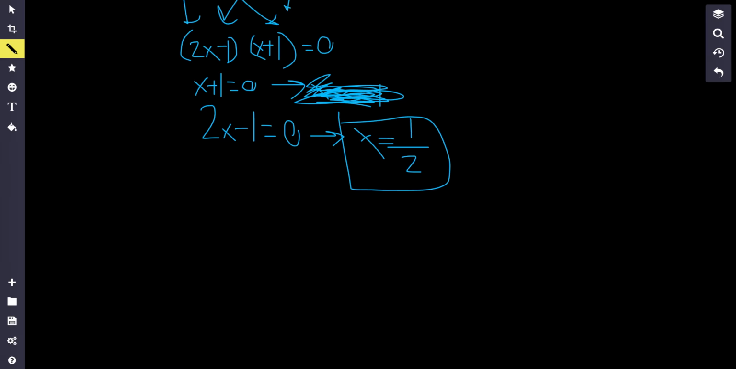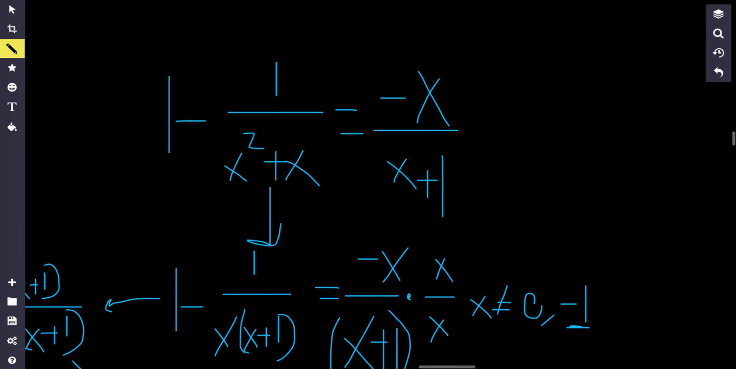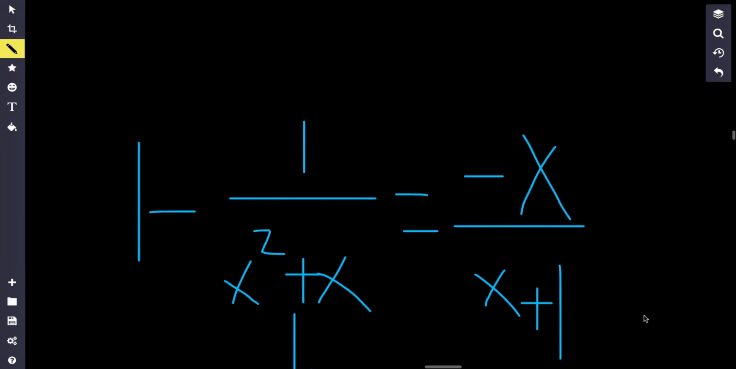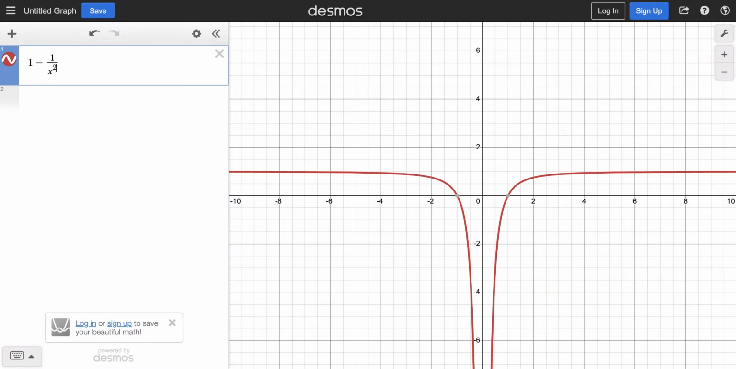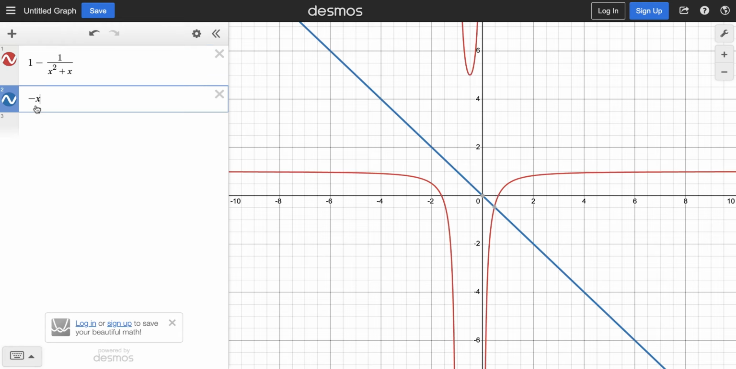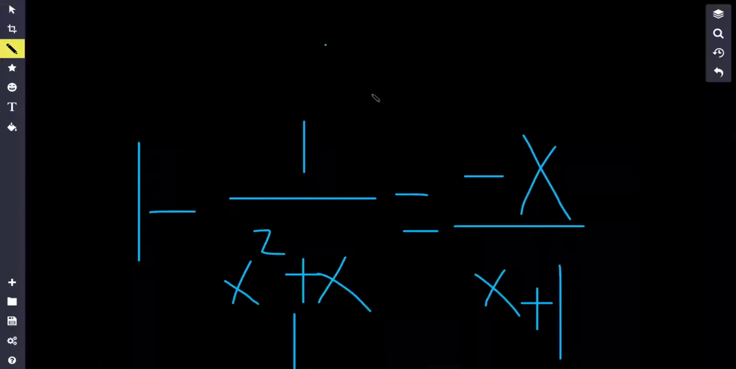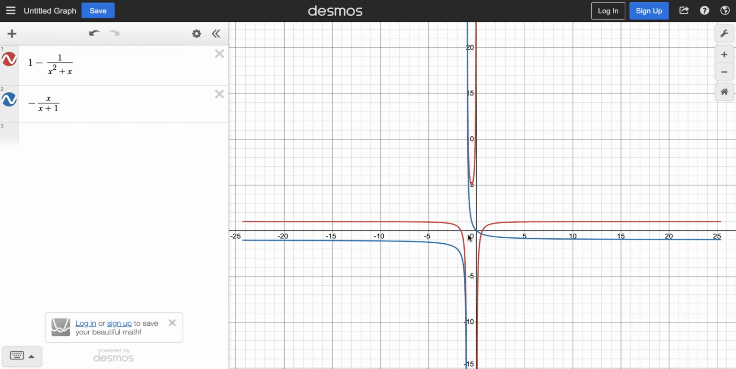Now I can check my answer. Once again, if you're unsure about this equation, you can always check the answer by graphing. So my first function is 1 minus 1 over x squared plus x, right? And then this is going to have to be equal to -x plus 1. Okay. Notice how they have an intersection point at 1/2, and then nowhere else. Nowhere else do they have intersection points.